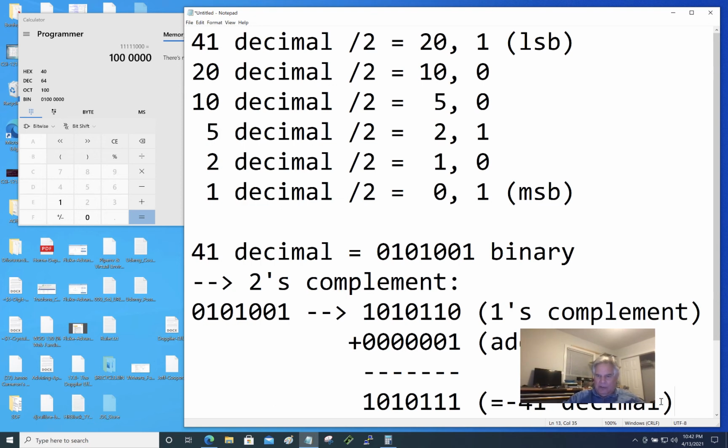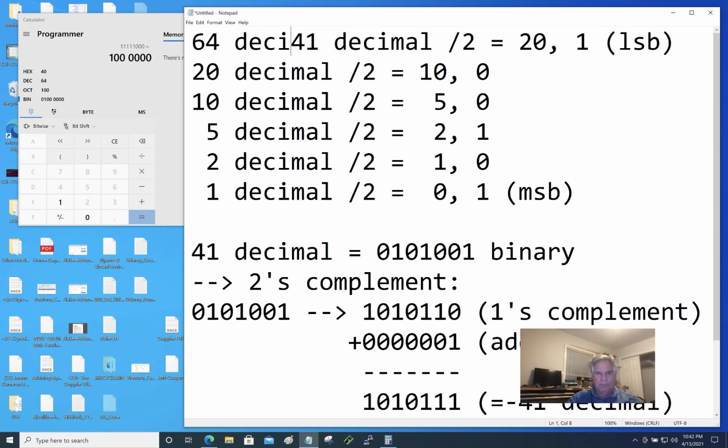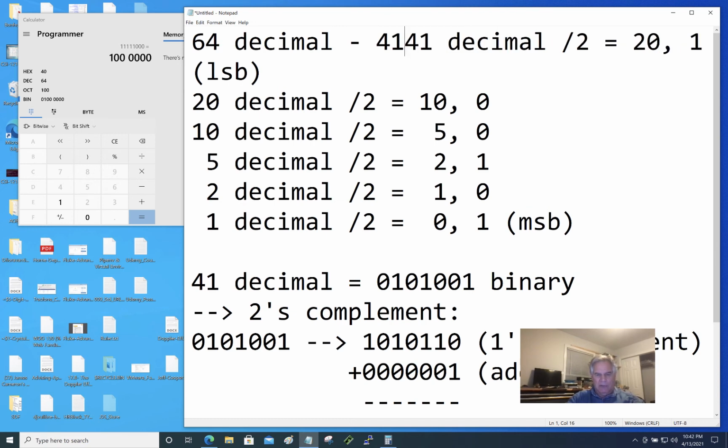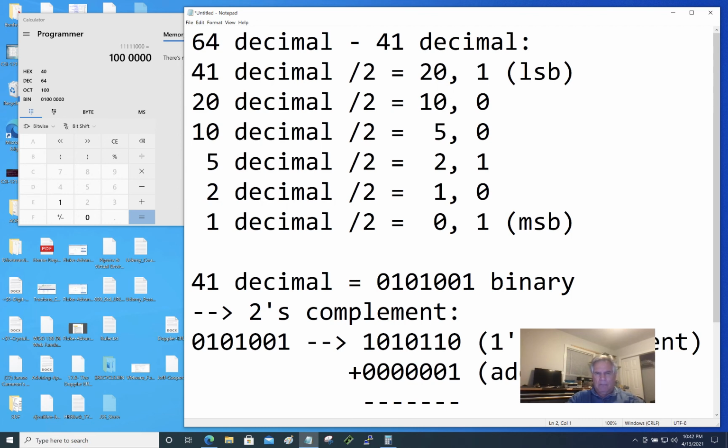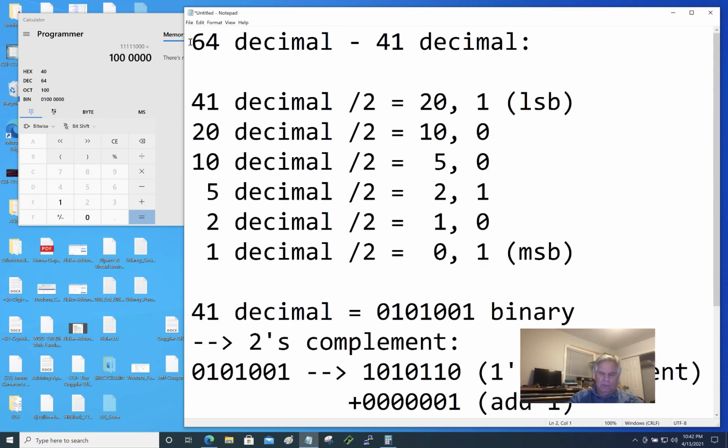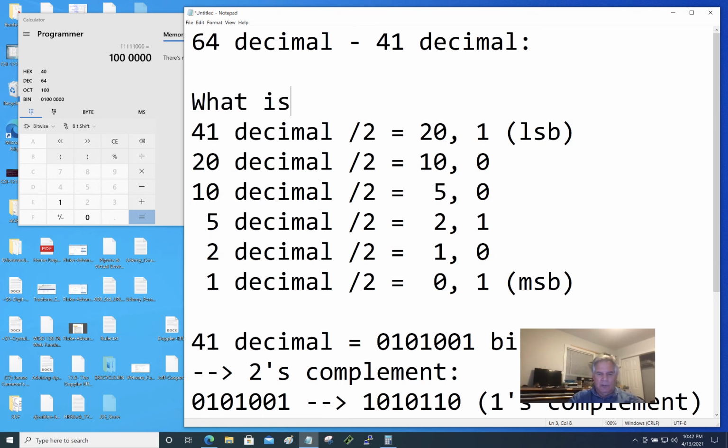So what I'm going to do here, and I'll be sure to post this little example, let's put some more information on the top here. What are we doing? We're doing 64 decimal minus 41 decimal. So first, we did just what is 41 decimal in binary. That's what we did over here. And why don't we indent this so it looks a little better?